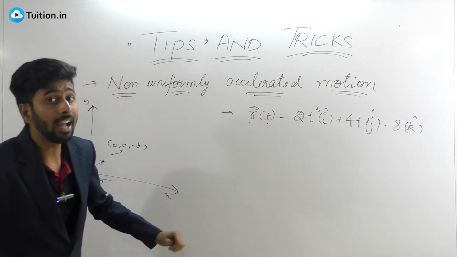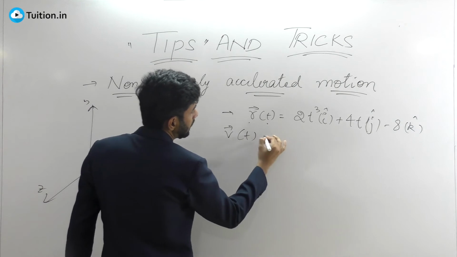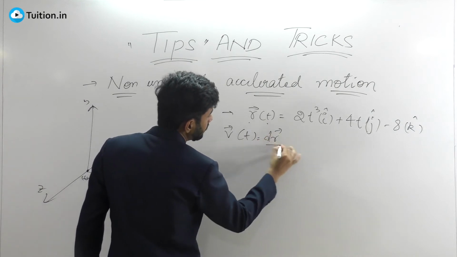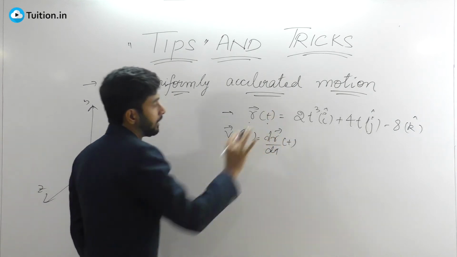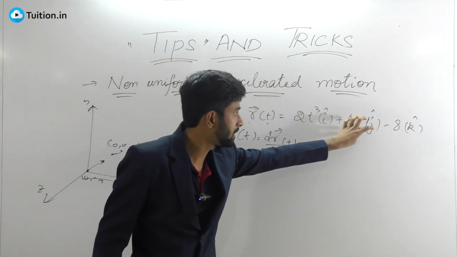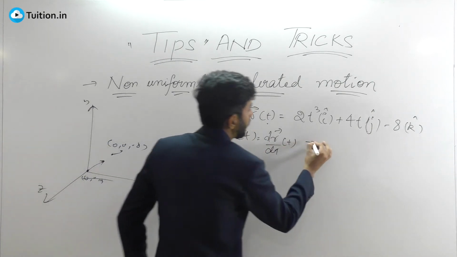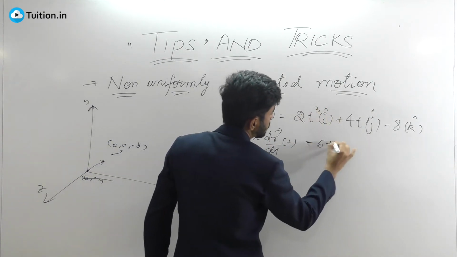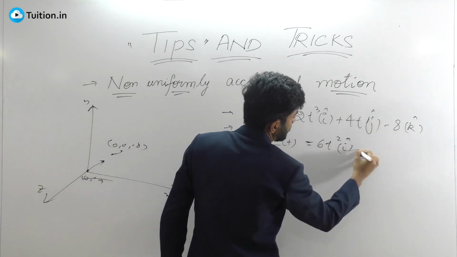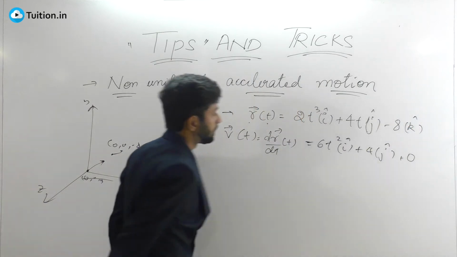If I ask you what is the velocity with respect to time, well, you have to differentiate this vector with respect to time. And remember, the trick about differentiation here is this will be differentiated separately, this separately, and this separately. Why? Because perpendicular directions are independent, right. So, you'll differentiate this, you'll have a 6t square i cap, differentiate this, you'll have a 4 j cap, and this will be a 0. Why? Because there is no time term here, right.